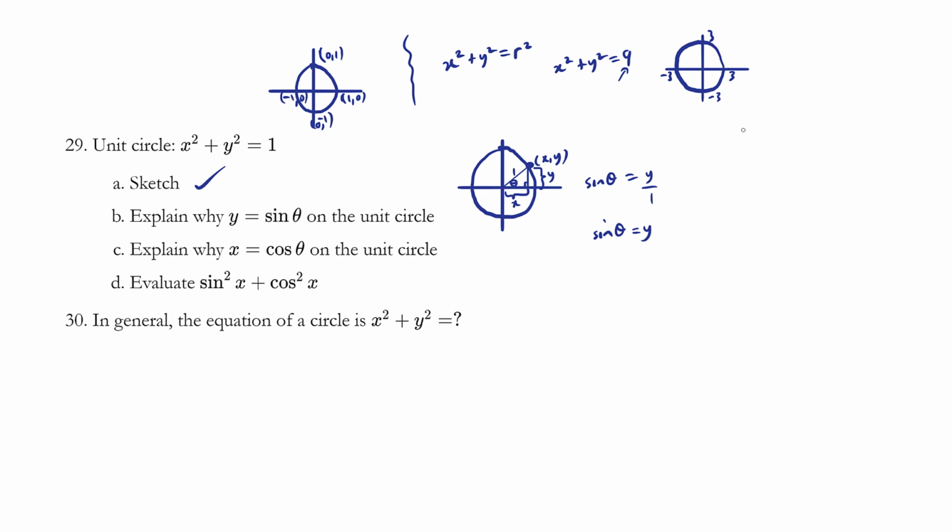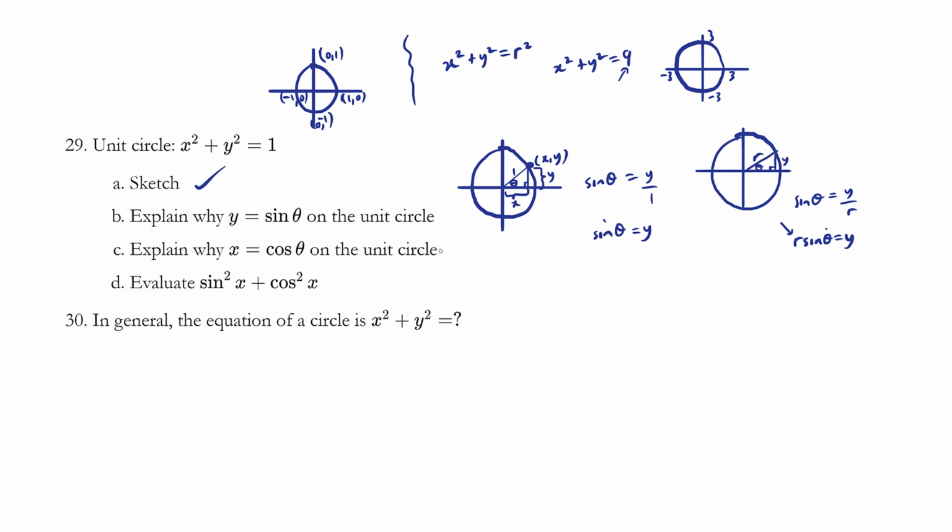However, when you're dealing with circles that are not the unit circle, perhaps there's a radius r instead of 1. If this is r and this is theta, then the y value, sine theta, would be opposite y over r, opposite over hypotenuse. If you multiply both sides by the denominator, y is equal to radius times sine theta. So be careful when you're dealing with things that are bigger than the unit circle. And for the unit circle, this formula still works. The radius just happens to be 1.